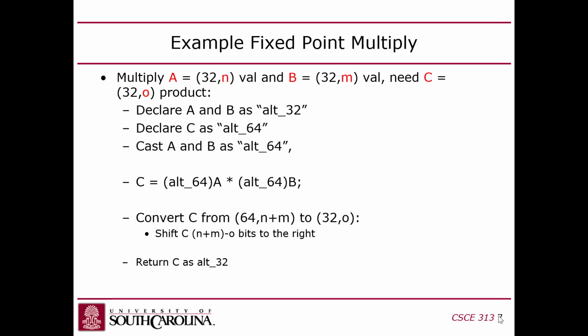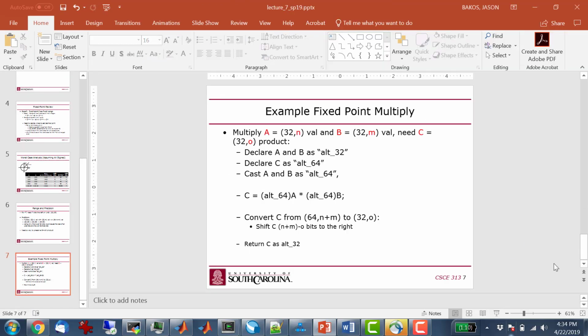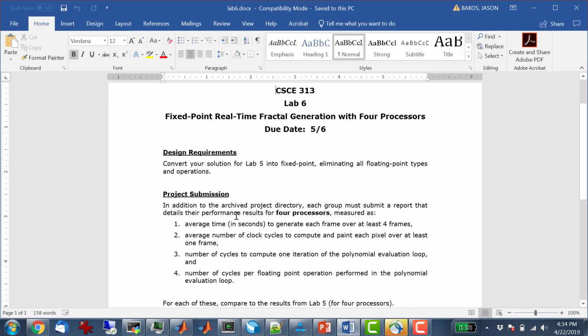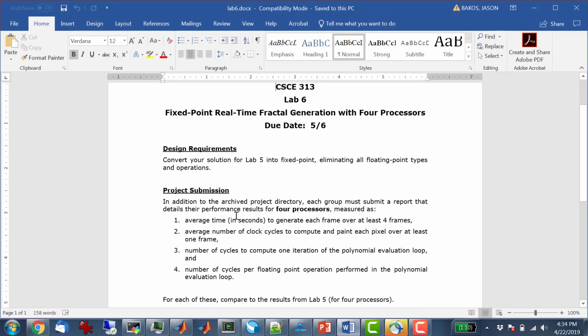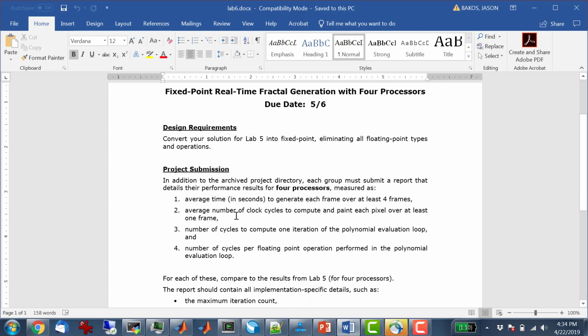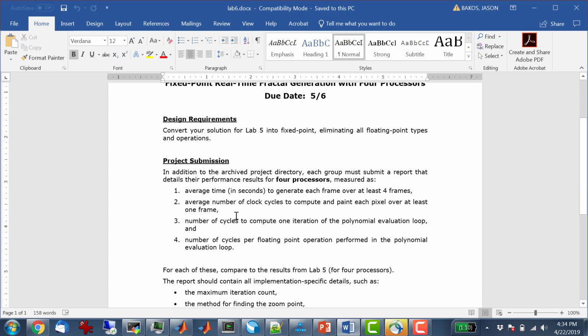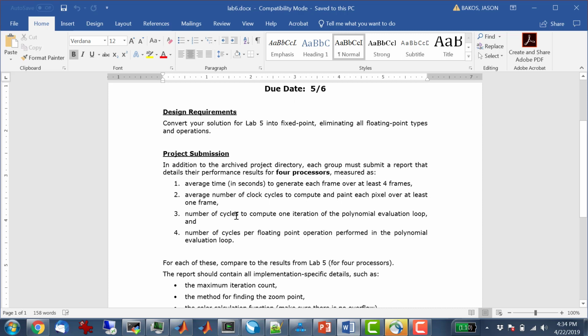Okay, that's all we've got. So that's the description. The lab sheet is here. I've got this posted on the website. Convert your solution for Lab 5 into fixed point, eliminating all the floating point types and operations.